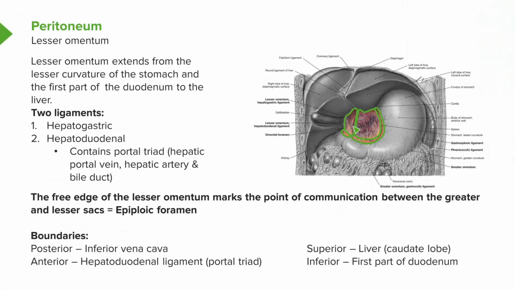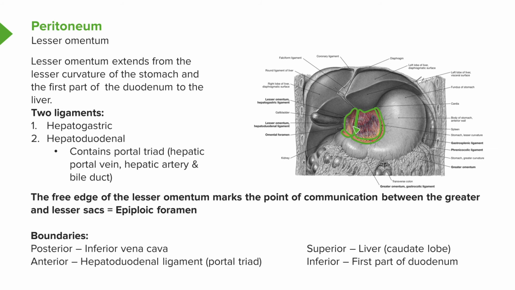It contains the hepatic portal vein, taking venous blood from the GI tract to the liver. It contains the hepatic artery, providing the liver with oxygen and nutrient-rich blood for it to function. It also contains the bile duct, which carries bile produced from the liver, a way for it to pass into the duodenum. So three structures.